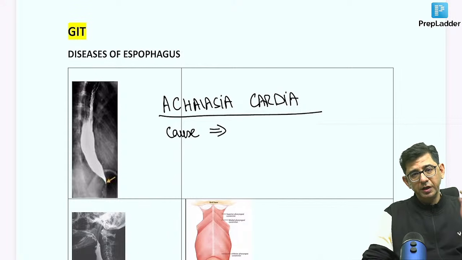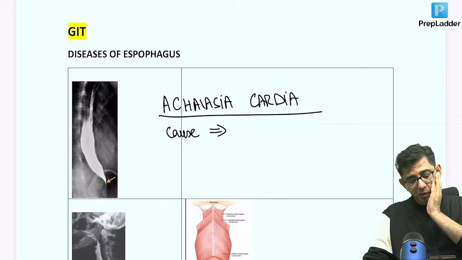They can be sore throats, they can be skin infection. Achalasia cardia, the bird-beak appearance is present. What is the cause for this condition? Quick answers, please.